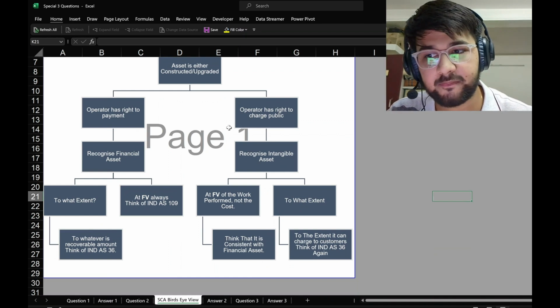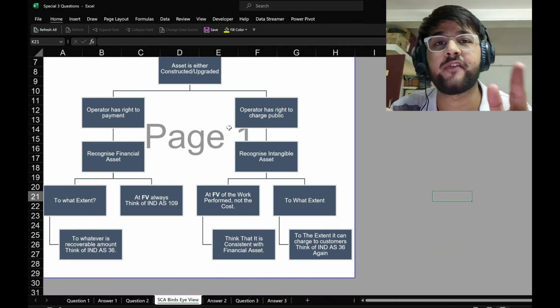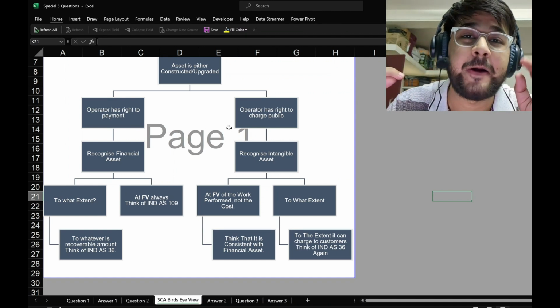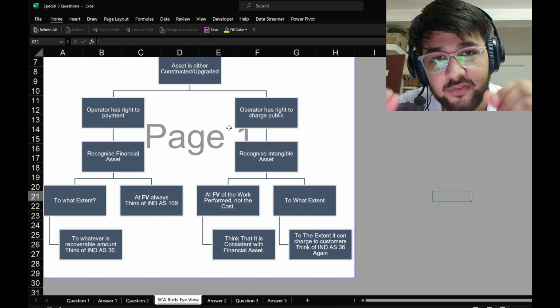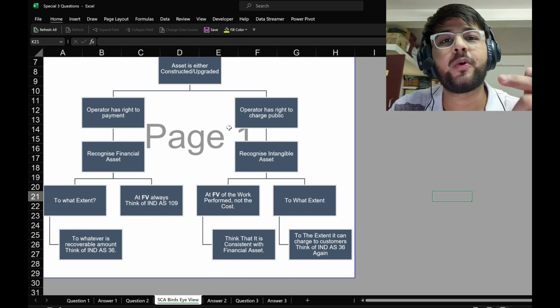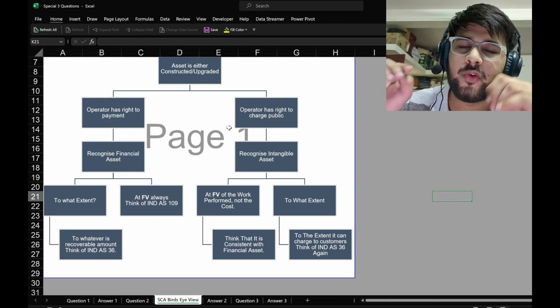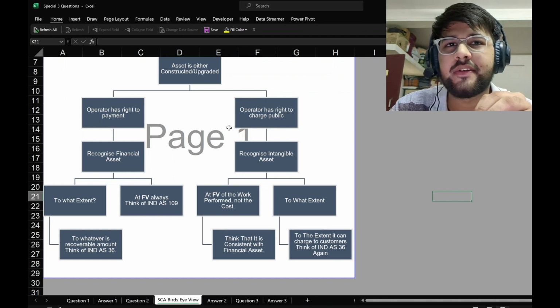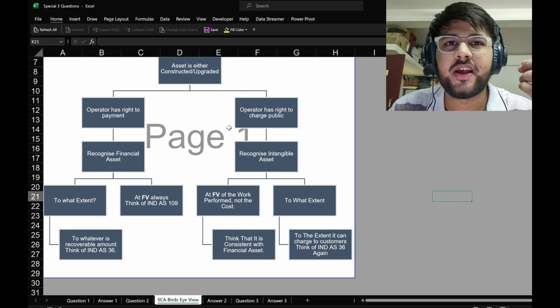a financial asset. The first question would be at what value? It should always be at fair value, because financial assets are governed by IND AS 109, which always says you should recognize it at fair value. To what extent? You would be recognizing to the amount which is recoverable from the grantor. Why is that so? Because you would be taking into account IND AS 136 as well. That says you cannot recognize something above its recoverable amount.